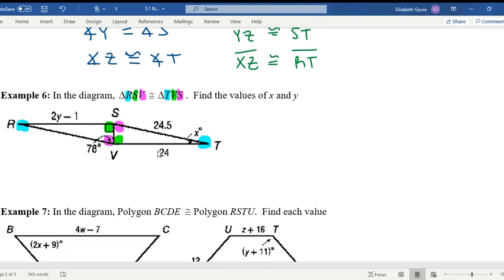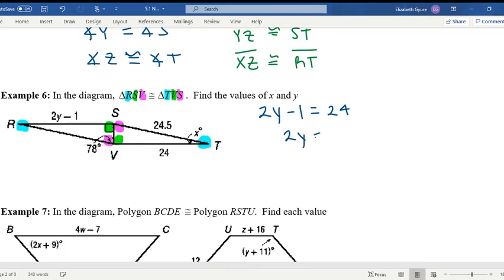24, that's side VT, right? If you look, side VT, isn't that going to have to go with side SR? Yeah, so I can set those equal. 2y minus 1 is going to equal 24. That's another thing that makes the color coding helpful. Isn't 2y minus 1 between blue and green? Isn't 24 between blue and green? So if you're more of a visual learner, that could be helpful.